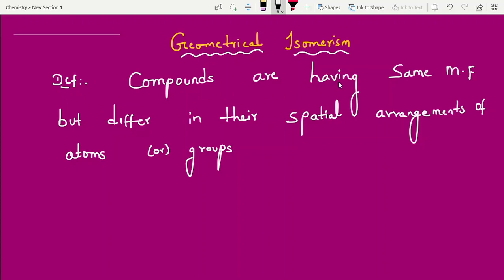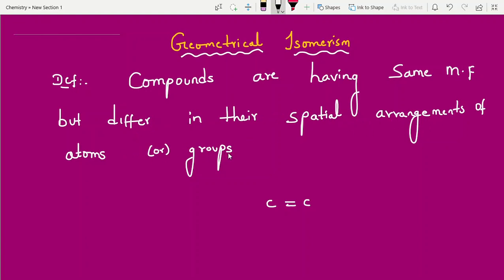Compounds having the same molecular formula but differing in their spatial arrangement of atoms or groups. In space, the arrangement is different, while the molecular formula is the same. To understand this better, I am giving one simple example. Look into this: suppose C double bond C.